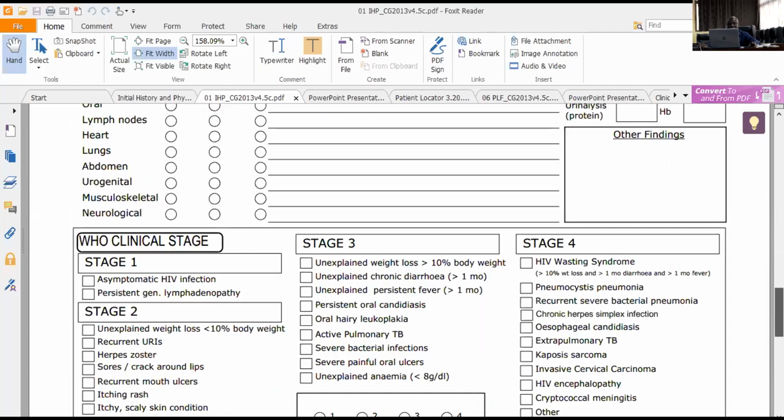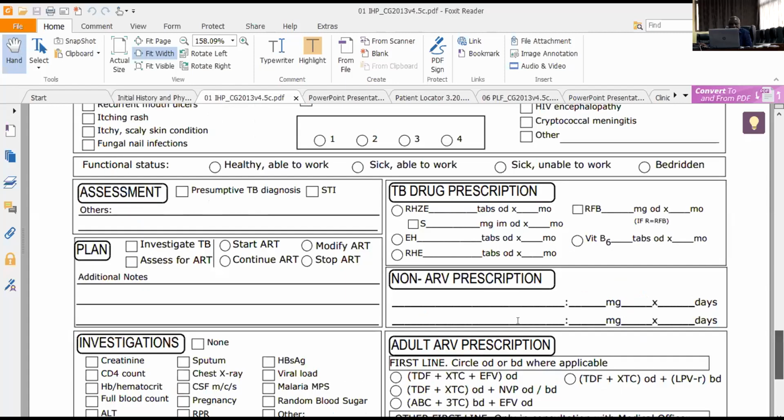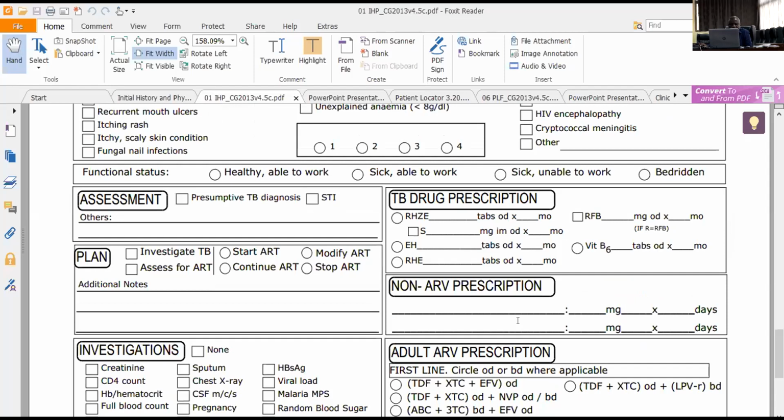Then you went into assessment. Now, the assessment here included the presumptive TB and the presumptive STI. And then you went into the plan. Now here, the test and treat had started. So your plan included actually starting ART. So you can start ART. You could start ART using the IHAP.